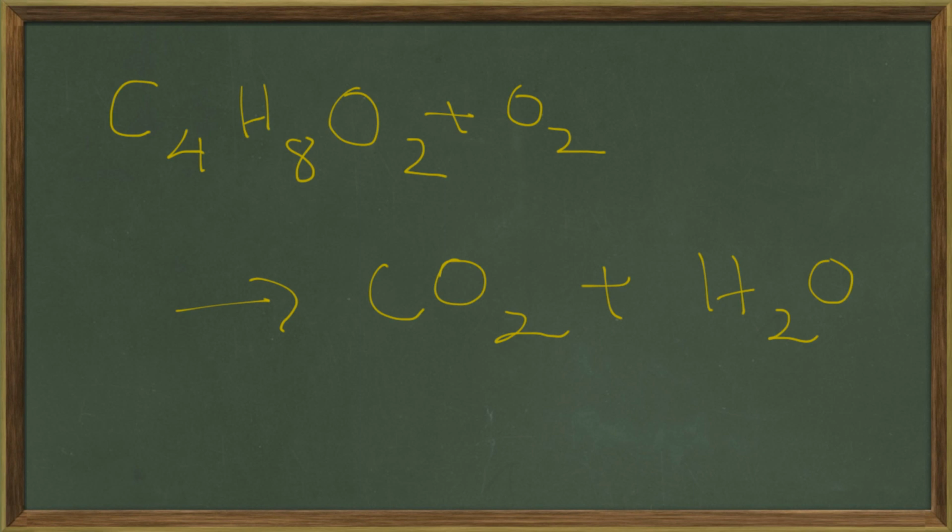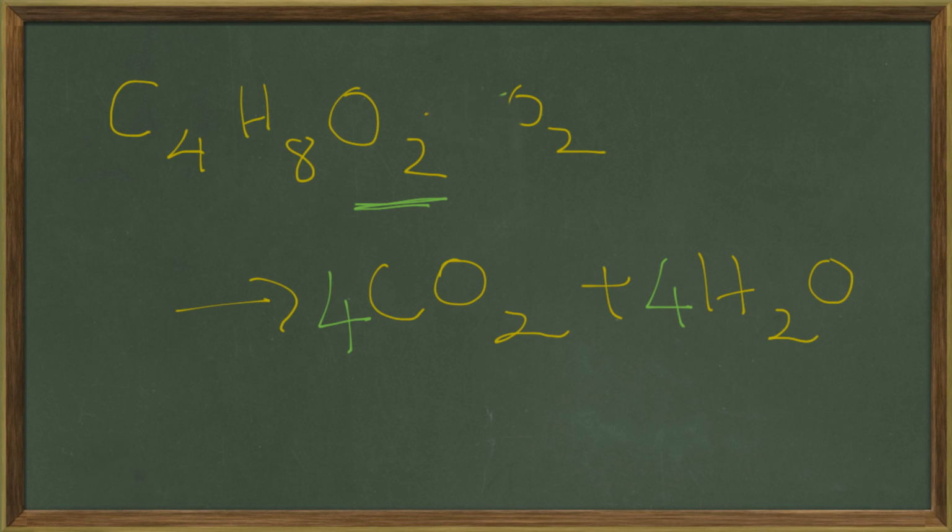I have 4 carbon, so I put 4 carbon. I have 8 hydrogen, I put 4, now it's become 8. And then count oxygen. I have 4 into 2, 8, and 4, 12. I already have 2 here, so I write 5 here.